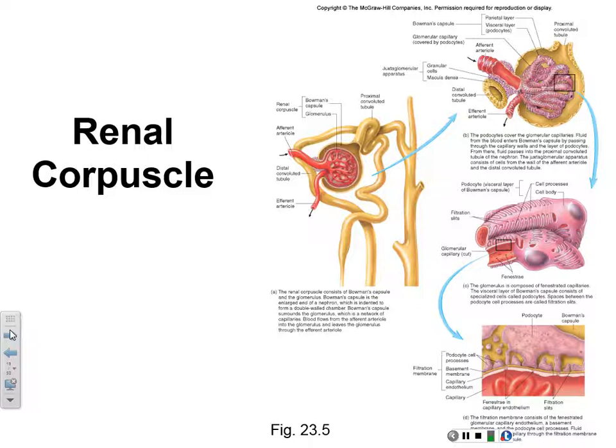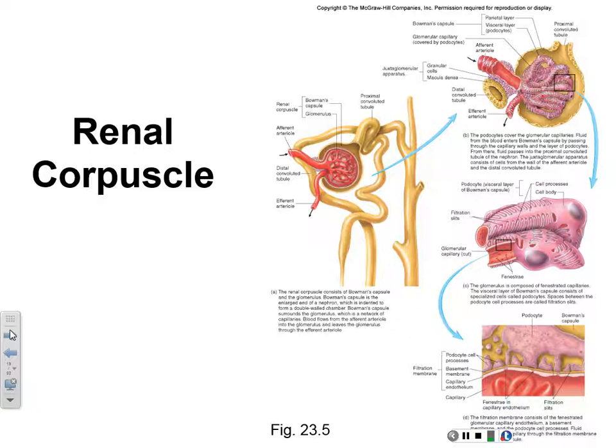So this is it right here. It's an abbreviated nephron showing you the podocytes and the filtration. You can see the fenestra on the glomerulus. And you see the distal convoluted tubule comes back in very close proximity to the afferent arteriole. And it creates what's called the juxtaglomerular apparatus, which we'll talk about in a bit.